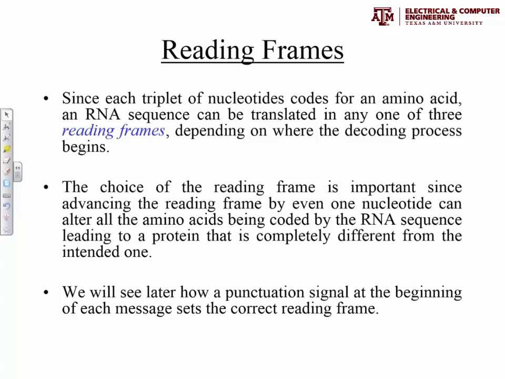Now, since each triplet of nucleotides codes for an amino acid, an RNA sequence can be translated in any one of three reading frames, depending on where you start the decoding, right? The choice of the reading frame is important because if you change it even by one unit, you have messed up everything, right? We are going to see later how a punctuation signal at the beginning of each message will set the correct reading frame. Okay.